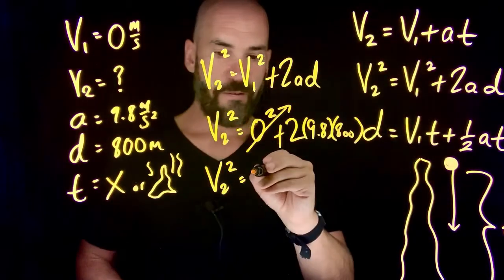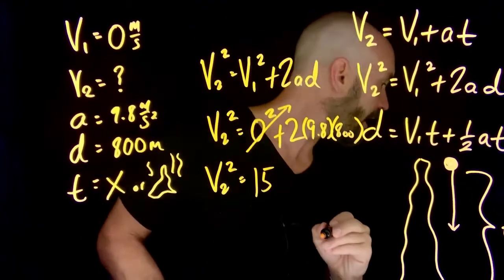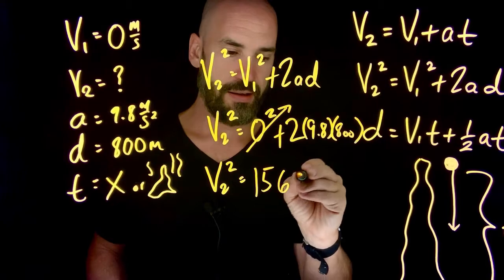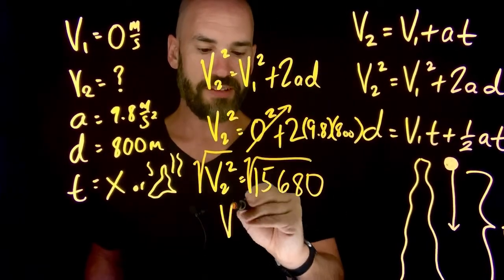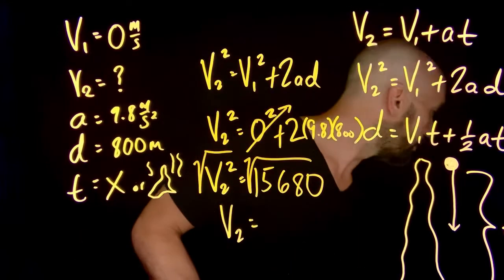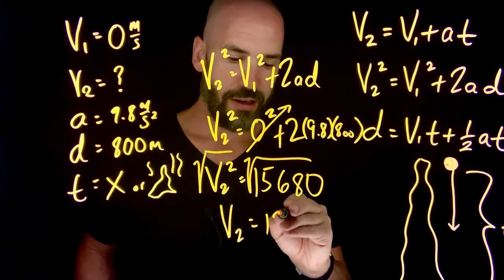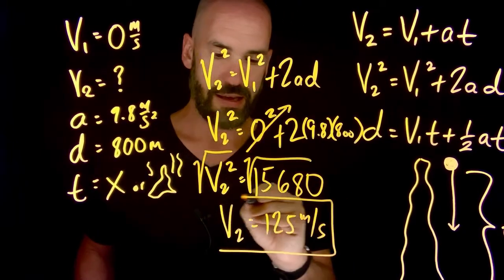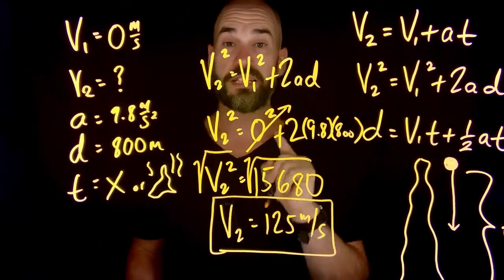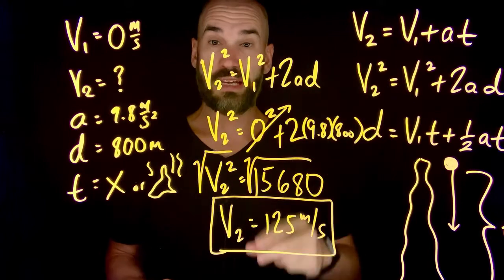That is 15,680. I take the square root of both sides. I get V2 equals 125 meters per second. This would be the speed of that gumball when it hits the ground.